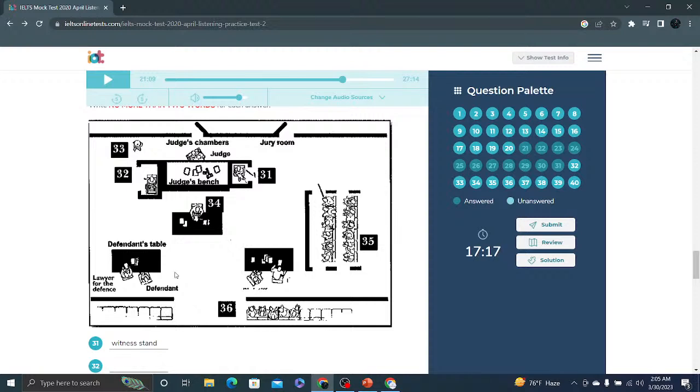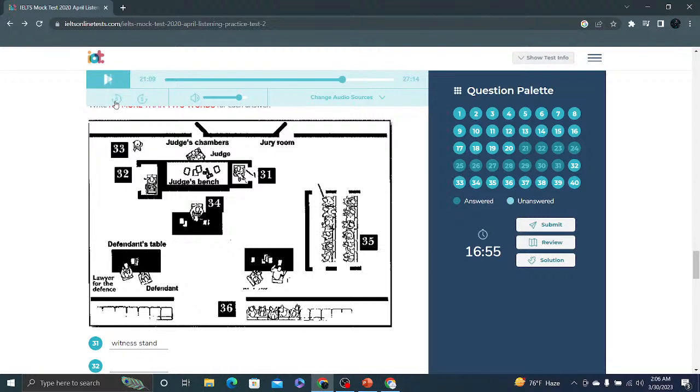Now we are going to listen for question number 32. So here is 32. Maybe he will say the answers serially, so don't panic. It's really easy, you just need to be attentive. Okay, let's listen once again for question number 31.